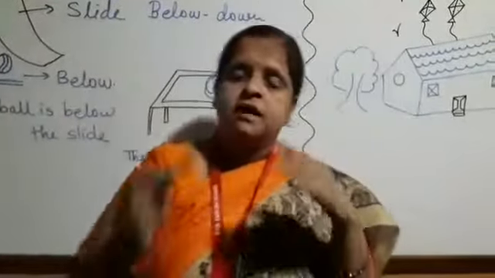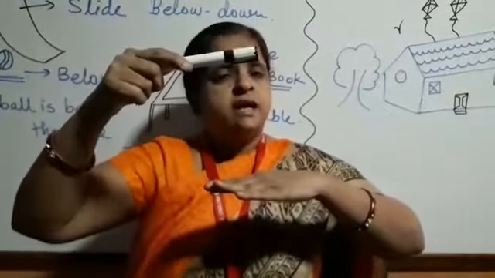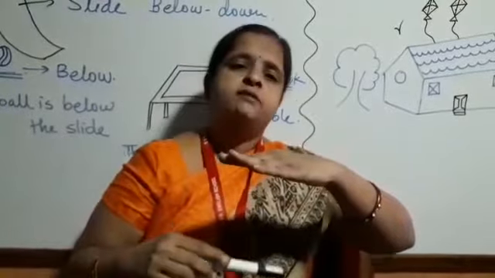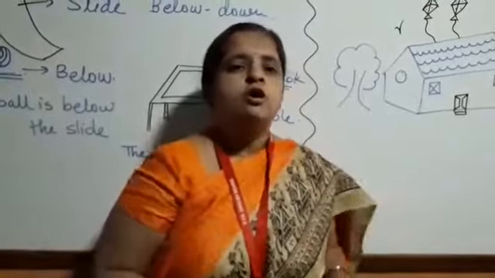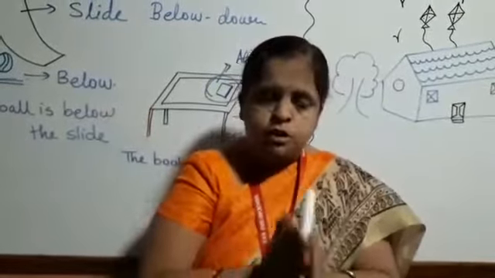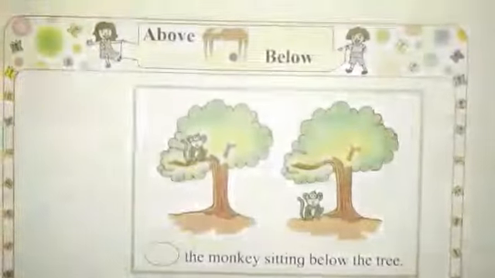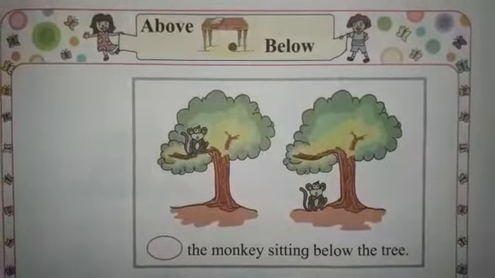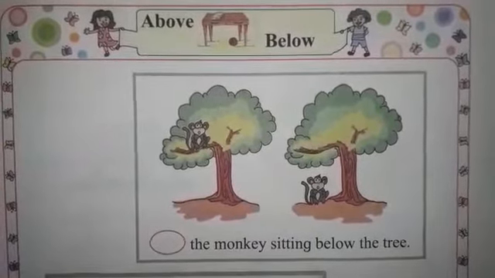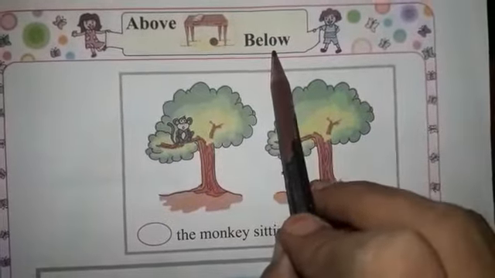Just like that, I have shown you the marker like if it is upper side of the hand, it will be above side, and if it will be down side, then it will be below. So we will understand this concept well from our textbook. So all of you take out your textbook, move on to the textbook. Now students, take out your textbook, page number 3, and chapter number is also 3, like above and below.